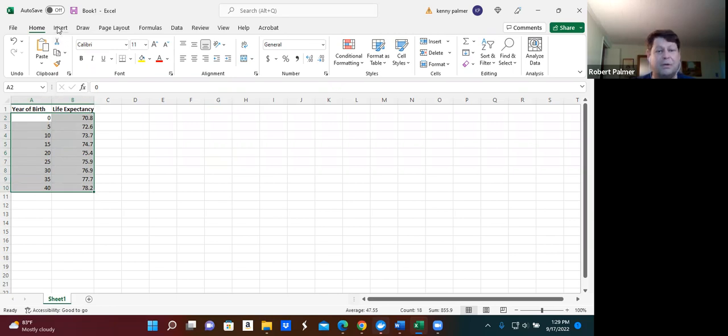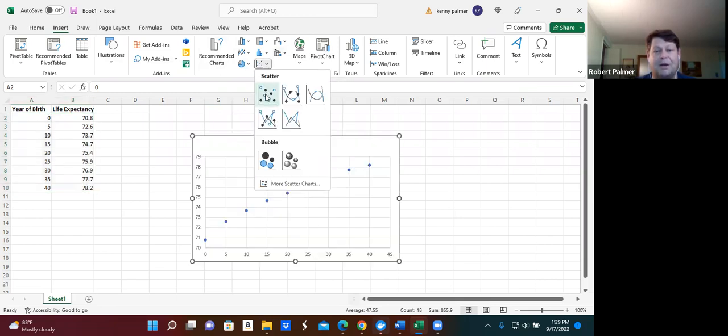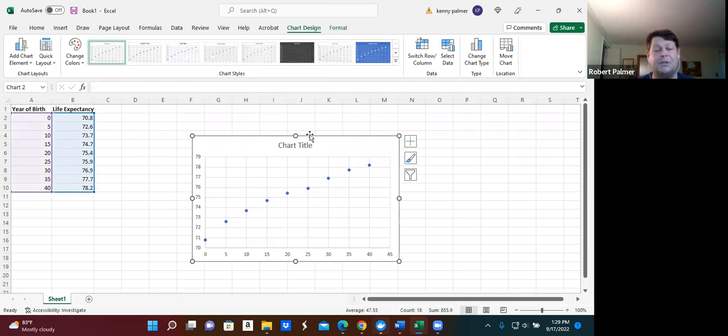Go up here to Insert, and you see various charts where it says Charts. Click on that, right click on that, where it says Scatter, do the first one. Okay, so this is our basic model. Now here it looks fairly close to a line, but we want to use an exponential model.